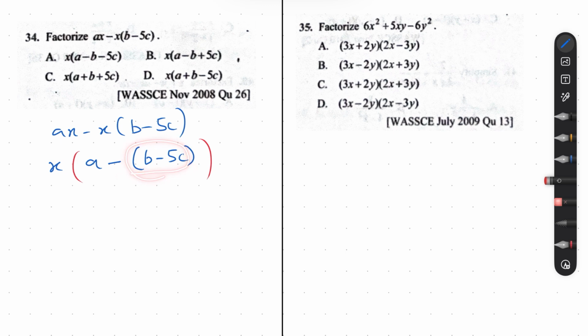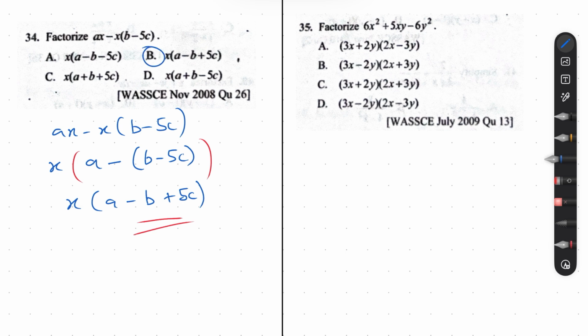So we have x multiplying a minus b plus 5c. I hope you got it. This with this, and then negative will give us what? Positive 5c. So this is our answer: a minus b plus 5c. Do you have it? Yes, it is b. Good. Let's move on to question number 35.